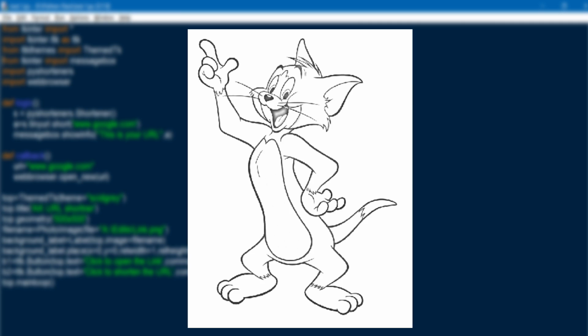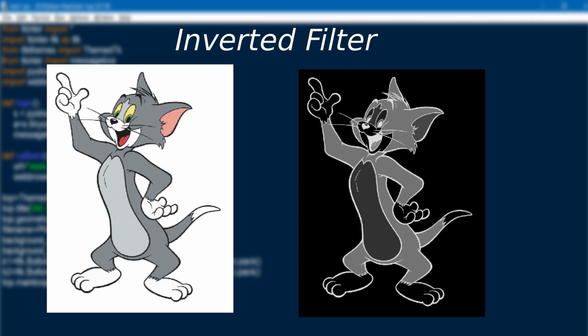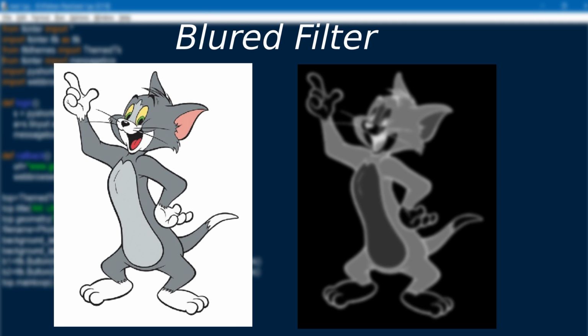For converting a normal image into a sketch image using the OpenCV library, we need 4 different types of filters. First filter is the gray filter. Using this filter, we are going to convert an image into a gray color. Second filter is the inverted filter. This filter is used to convert the image into a negative form. And third filter is the blurred filter. Using this filter, we can add some amount of blur to the input image. So this is the process that we are going to do in this video. Let's start the code.